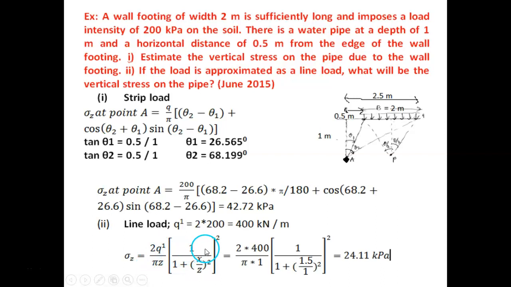And when we substitute this value in the line load equation, that is 2q dash divided by pi z into 1 by 1 plus x by z square whole square. What is this x value? X value is from the center of line load to the point A. What is the horizontal distance? This is 1 meter plus 0.5, 1.5 meter. So, x value should be taken as 1.5 divided by z value, which is 1 meter. So when you substitute these values, we'll be getting the increase in stress as 24.11 kilonewton per meter square.